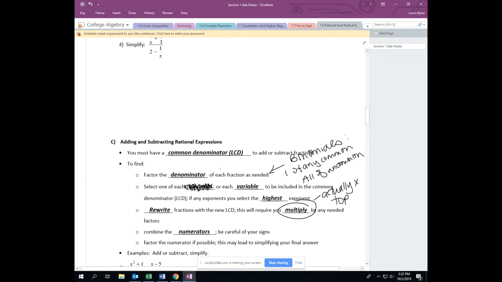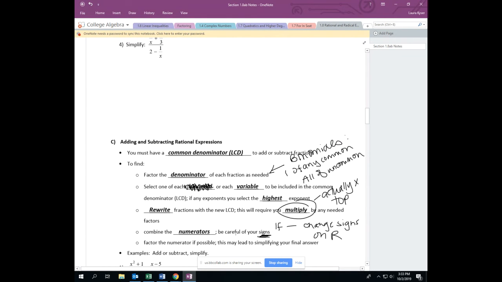When it says right here, be careful of your signs, that's because if it's subtraction in the middle, you have to change the signs on the right of the subtraction symbol. Only in the numerator, but still it's required to change all those signs. But you'll combine all the like terms and get this thing simplified.